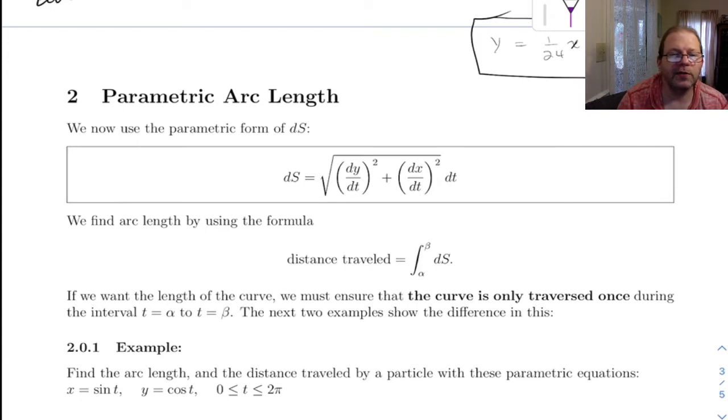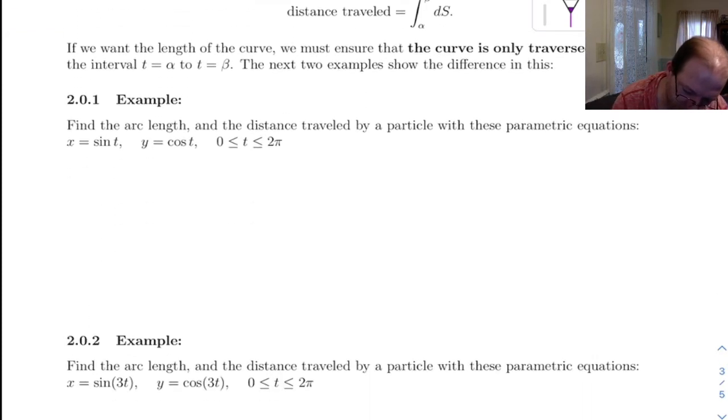But there is one subtlety we have to be careful about. If we want to find the length of the curve, we have to make sure that the curve is only traversed one time from alpha to beta. That's the reason this says distance traveled here instead of arc length. This first example we're going to look at is going around a circle. Well, if you only go around the circle one time, then that gives you the circumference of it. If you travel around the circle twice, the distance that you traveled is actually going to be twice the circumference. So you have to be a little bit careful on these to make sure you don't double up your length. So let's take a look at this first example, which is what I just showed.